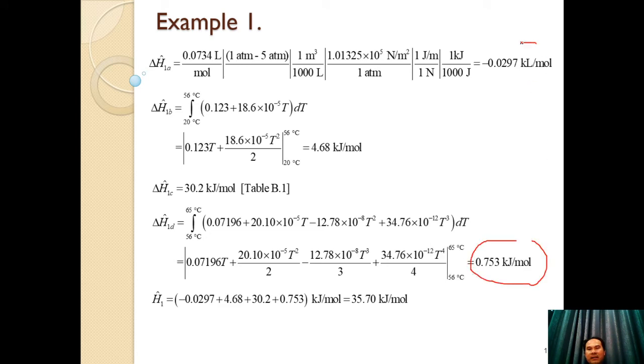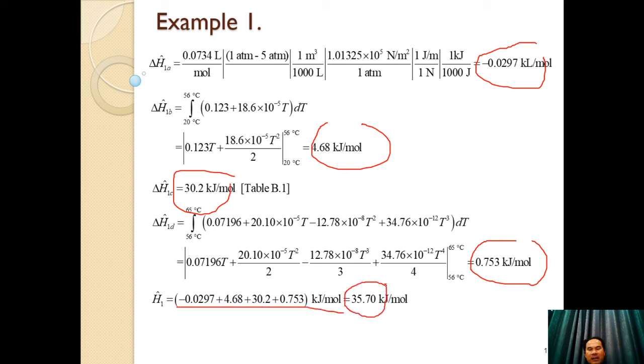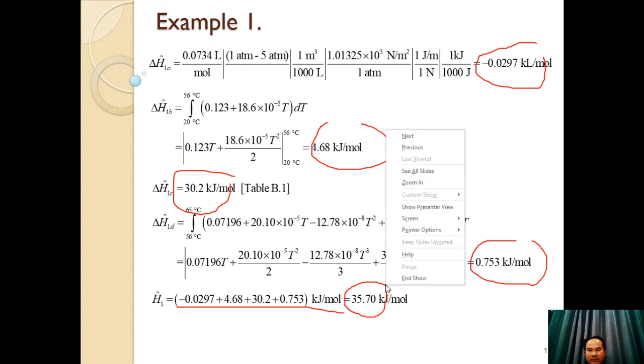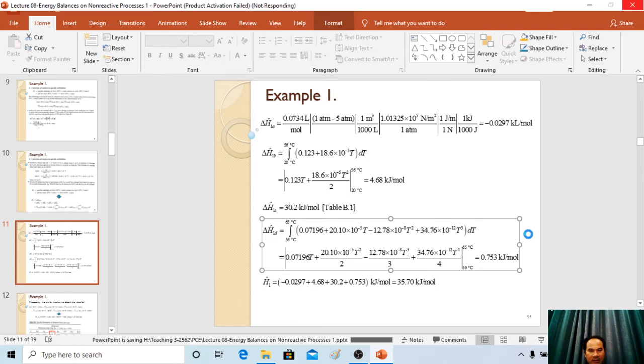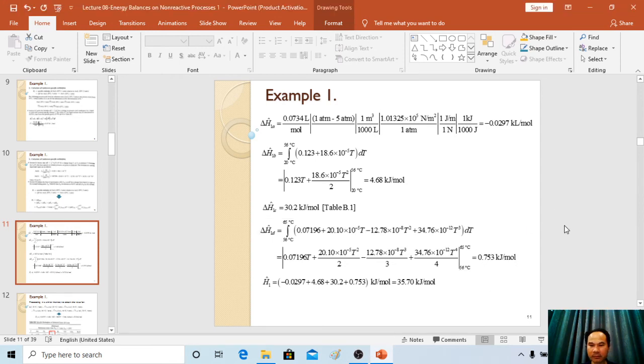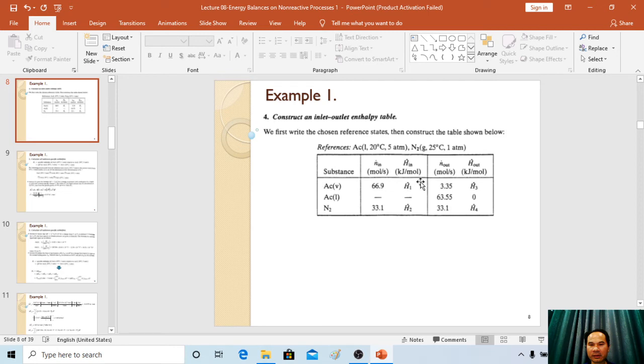And then you know delta S1A, delta S1B, delta S1C, delta S1D, and then you calculate S1. That's it, you get 35.7 kilojoule per mole. Okay. Now you know S1. Right. You know S1 already, and then you calculate S3, S2, and S4.